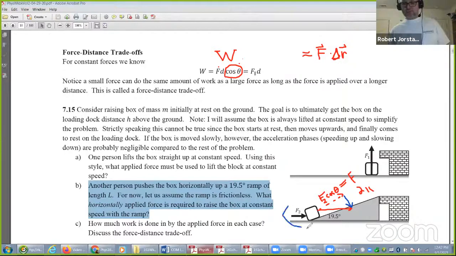Because this force is not perfectly aligned with the displacement, we're actually going to be wasting some Snickers bar that we ate for breakfast, right? Some of the food energy in your body is being wasted by having to push and cause your muscles to tighten in a direction that's not helping the displacement. But you do get the same change in the object.